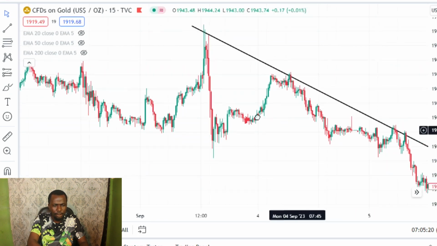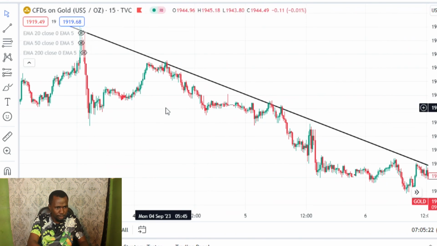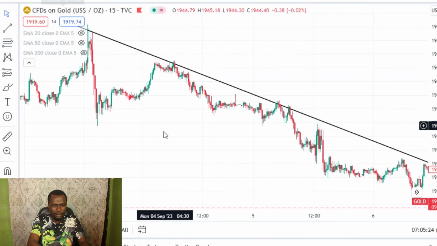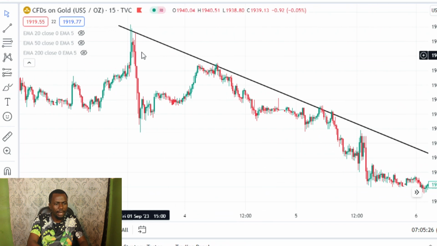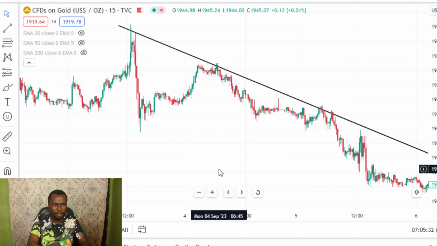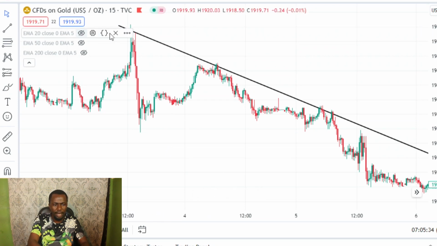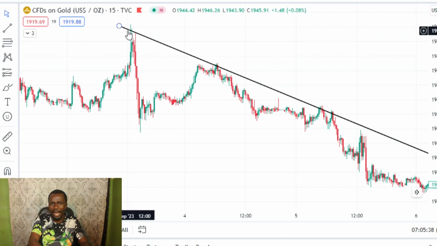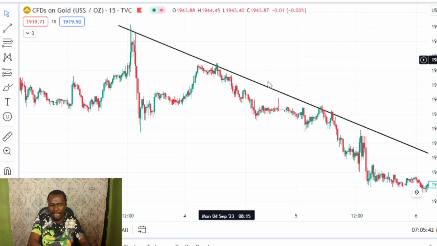Okay. So like I told you, this is a 15-minute time frame, right? So like I told you, once you see that the price is making a lower high and a lower low in a downtrend, you plot out your trend line and connect it to the highs of the market, and then extend it. Connect it to 2 highs. This is the first high, this is the second high, and extend it.